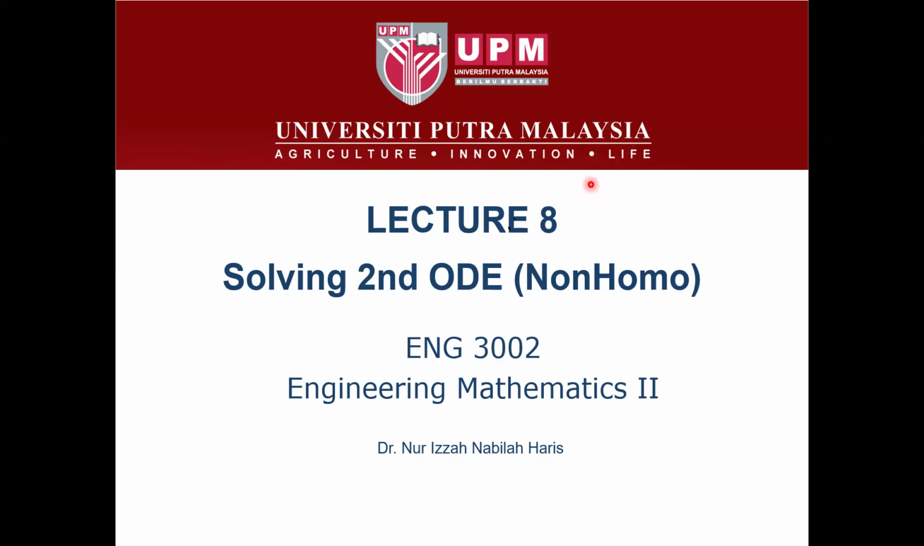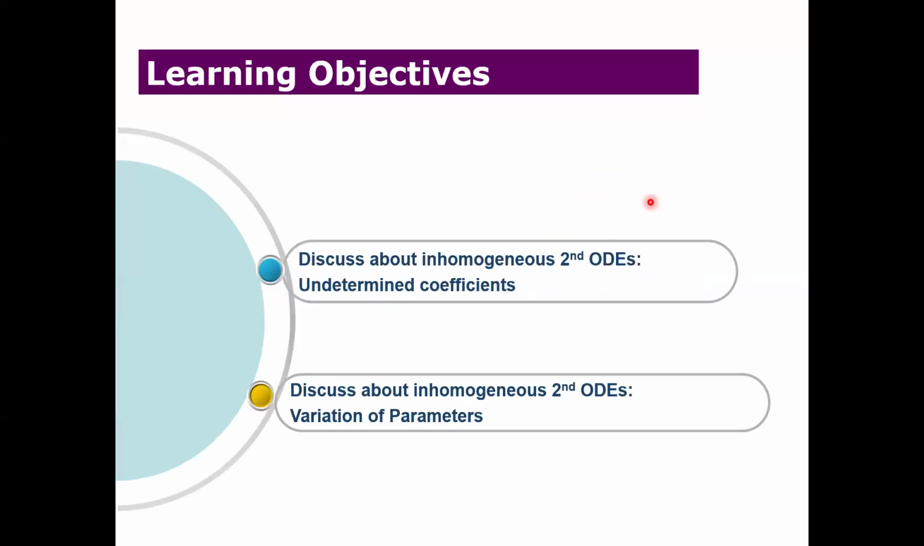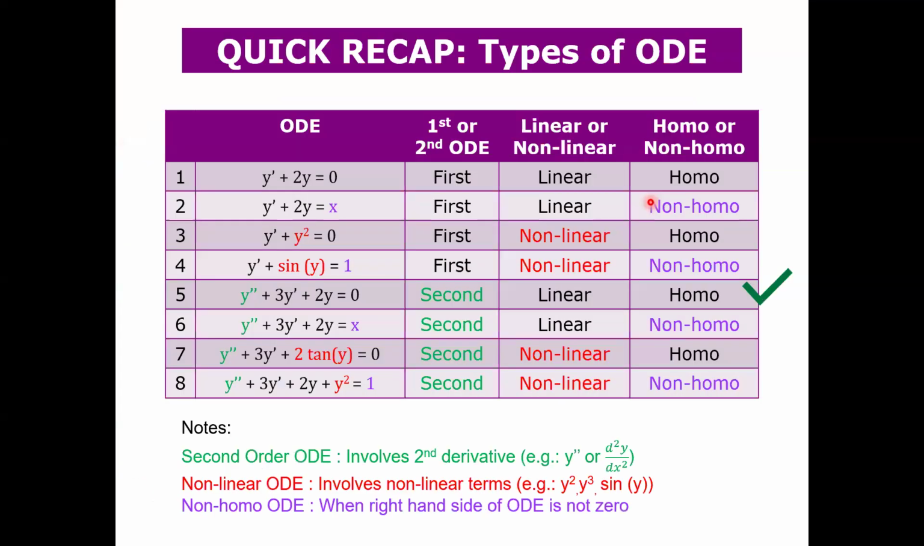So in this video, I'm going to cover lecture 8, and we are going to learn how to solve second-order ODE that is non-homogeneous. We are going to cover two different methods. The first one is undetermined coefficients, and the second one is variation of parameters. So let's do a quick recap on the types of ODE that we have.